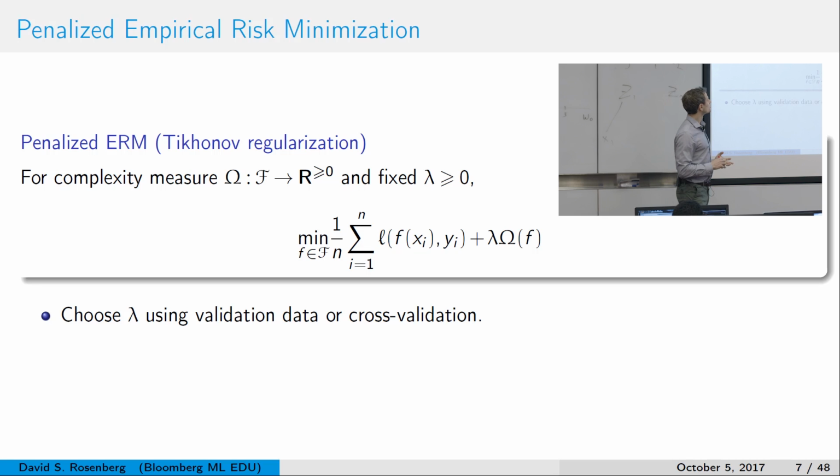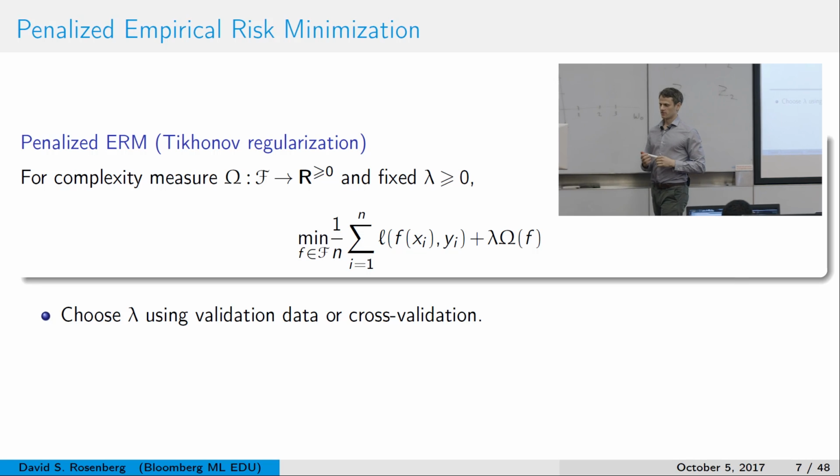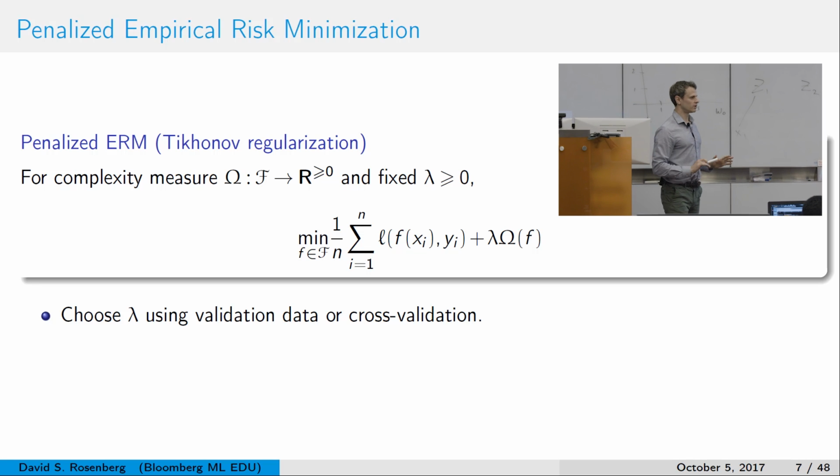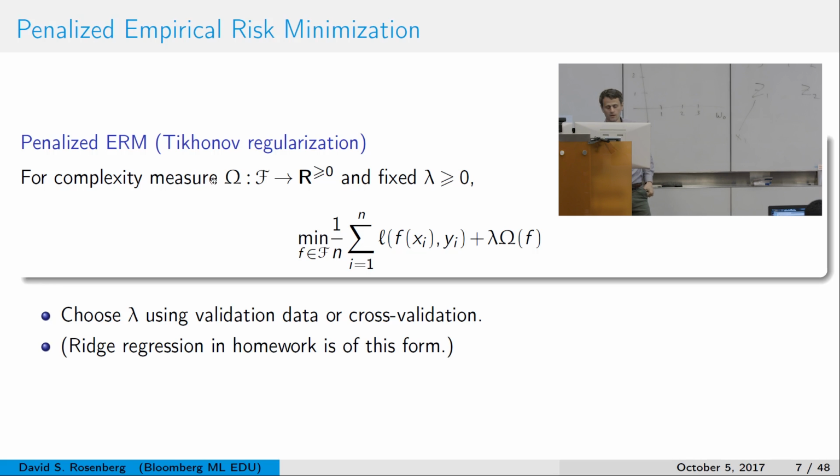So this is kind of a new strategy. We haven't spoken about penalties yet. This is our first slight tweak on pure constrained empirical risk minimization. On the homework, ridge regression takes this form.